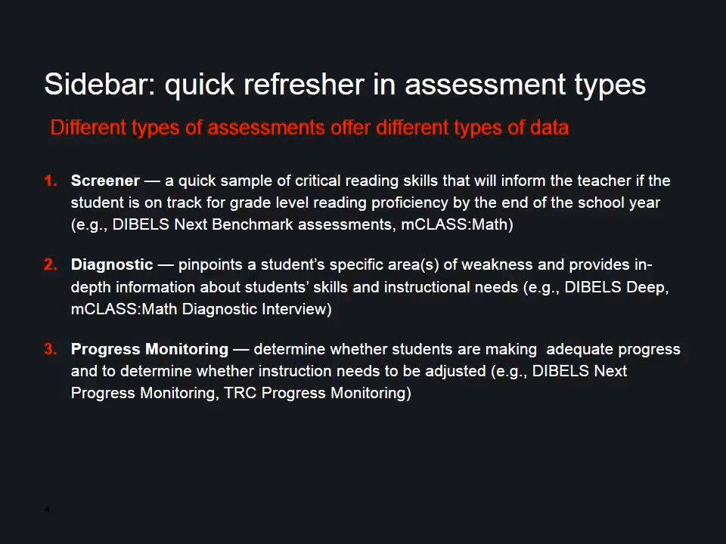So an example of this would be you might take DIBELS Deep and you might take a 2-phoneme word test, and the student does really well on that. But if you go into 3-phoneme words, they might not do well, and then you'll know that you need to start on 3-phoneme words. The next one is progress monitoring.